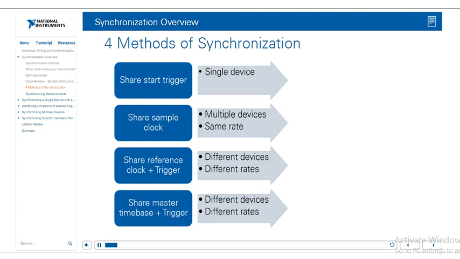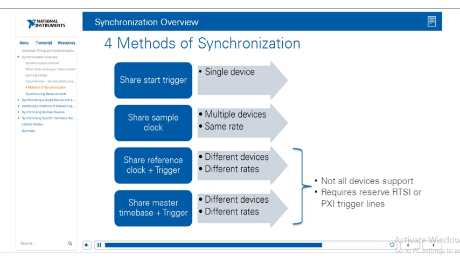Here are the four most common ways to synchronize devices, from simplest to most complex. We'll be going over these a little bit more in the next section, so this is just a high-level overview. But know that the first choice is only valid for use on a single device, such as analog input and analog output that are on the same device. The other choices can be used with multiple devices. Also note that the last two methods aren't supported on all devices, and that they do require a RTSI or a PXI trigger line.